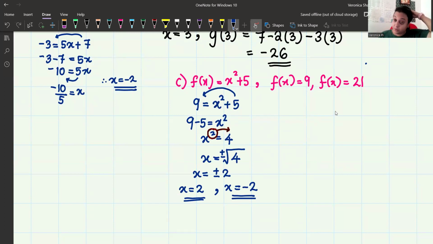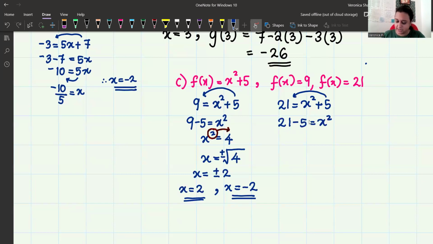Now for the other one, 21. For 21, the same thing. The teacher replaces first, 21 for the f(x). x squared plus 5. Move to the front, so it becomes minus.